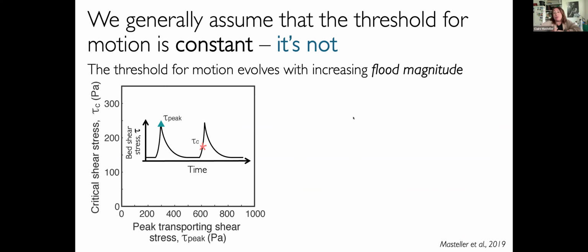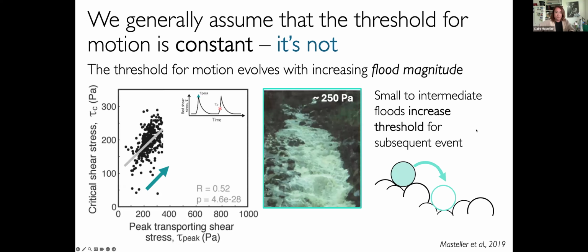And so what I'm going to show you today is how the threshold for motion for any flood event, denoted by this pink star, and which is plotted on this y-axis, changes or evolves as a function of the shear stress at the peak of the prior flood event, which is what we're plotting on this x-axis, denoted by this teal triangle. First we'll look at small to intermediate sized floods. And what we find is that with increasing flow magnitude, we see an increase in the threshold for motion for the next event.